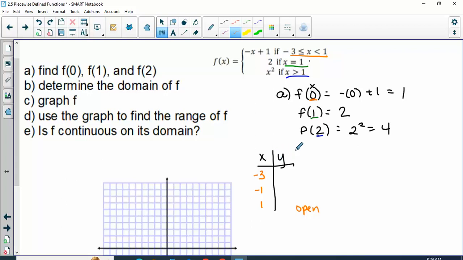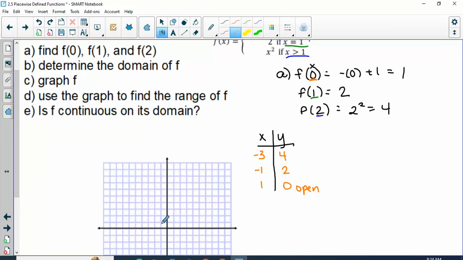So if we put in -3, the opposite of -3 is 3, plus 1 is 4. If I put in -1, the opposite of -1 is 1, plus 1 is 2. If we put in a 1, opposite of 1 is -1, plus 1 is 0. So then we can graph -3, 4, -1, 2, and 1, 0 is open. Because this had 2 endpoints, it doesn't keep going in either direction. It's just in between those pieces.